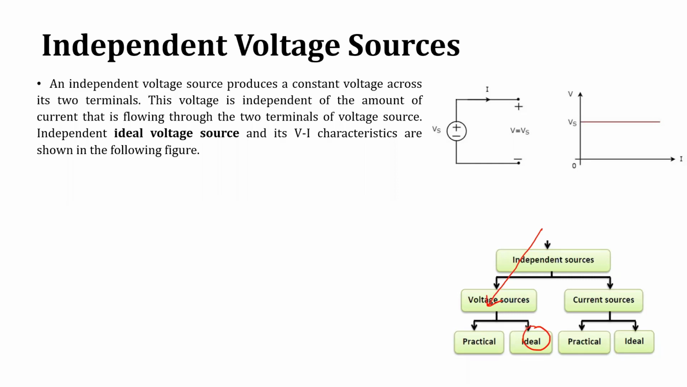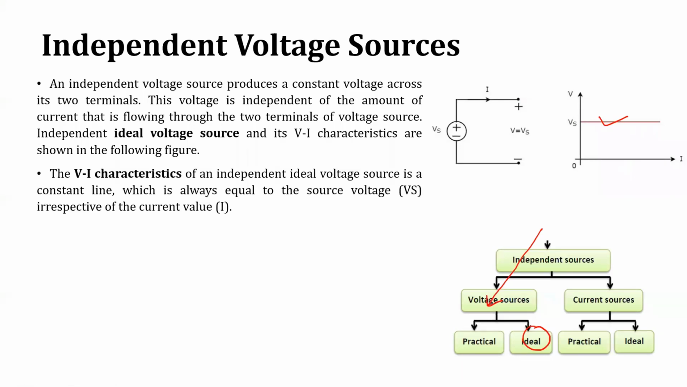Why is it called an ideal independent voltage source? Because this voltage is independent of the amount of current flowing through the two terminals of the voltage source, and it produces a constant voltage across its two terminals. Do you find a straight line here? Can we call it a constant voltage irrespective of the current flowing through these points? The voltage is constant. That's why it is called an ideal voltage source.